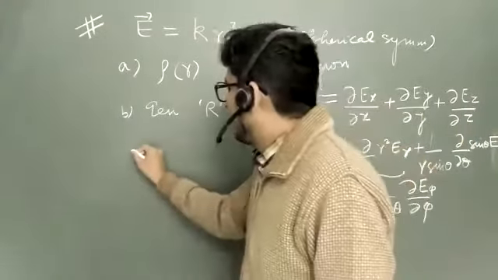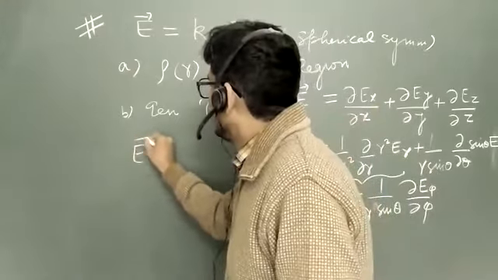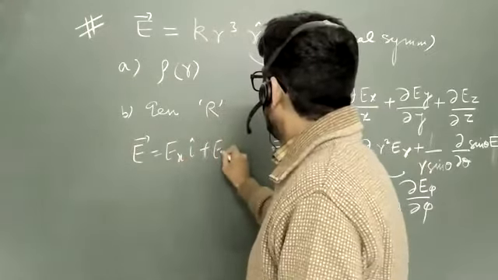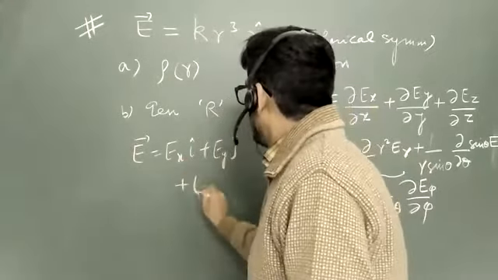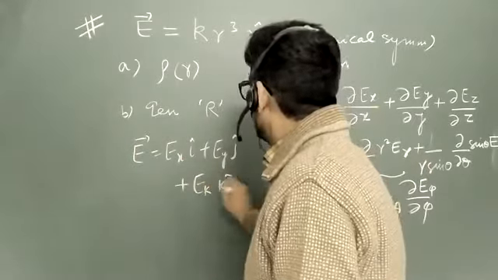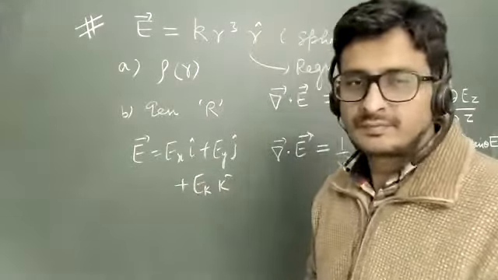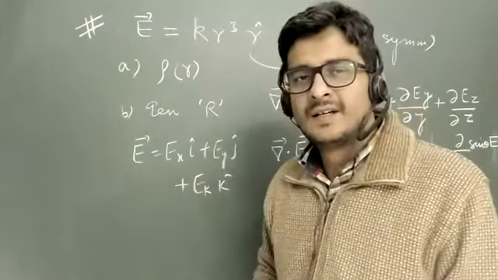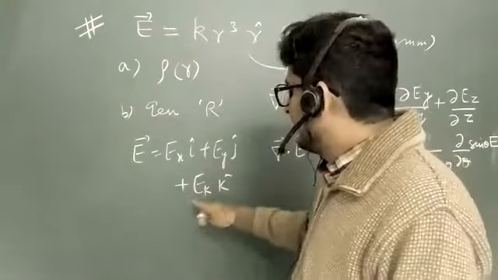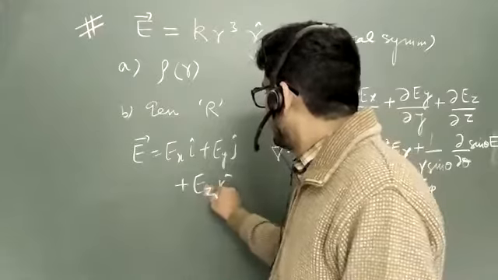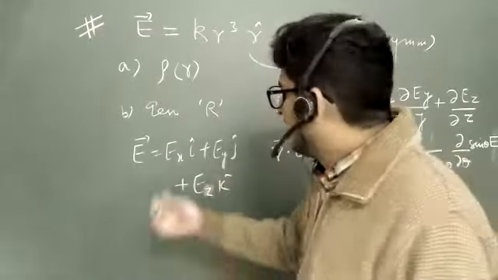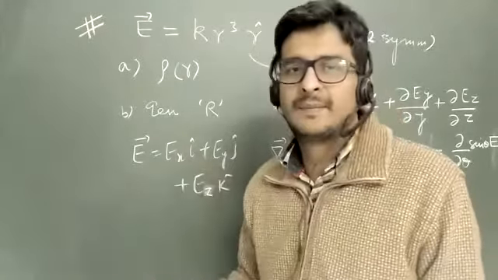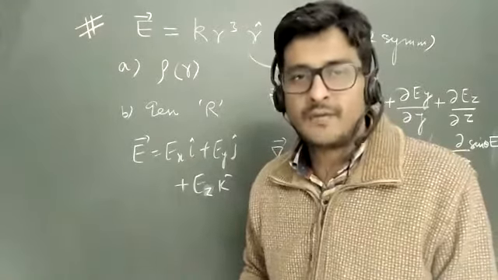R theta phi. One thing tell me, if I am writing E is equal to Ex i cap plus Ey j cap plus Ez k cap. So Ex is a function of x, y, and z. Ey is a function of x, y, and z. Ez is a function of x, y, and z. So this suffix just represents that it is the coefficient of i cap, the component.